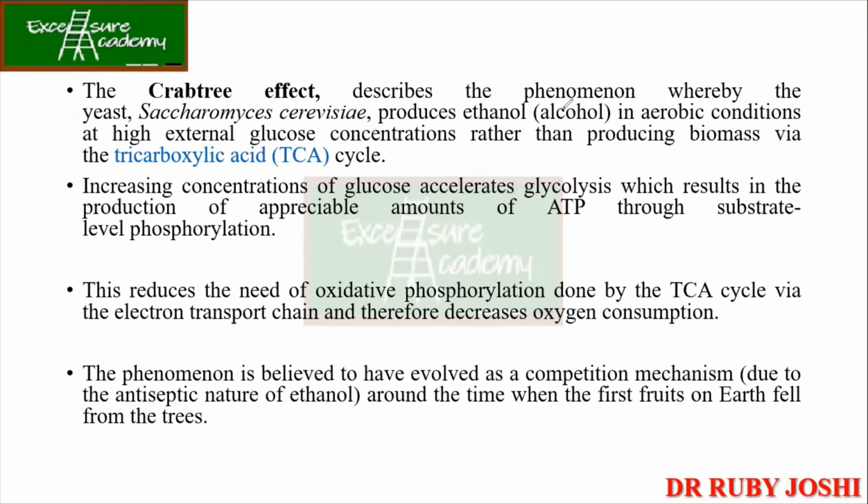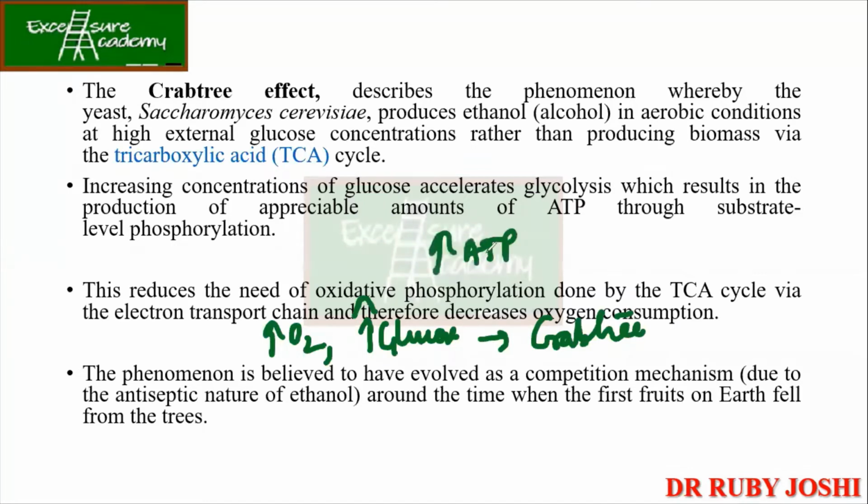So what should be the condition for your Crabtree effect? That you should have a good amount of oxygen, okay, and a very high concentration of your glucose, so that it undergoes your Crabtree effect. Now, why is it doing this? Because after glycolysis itself, the amount of ATP is so high that the cell understands that it need not go into the TCA cycle to produce more ATP.